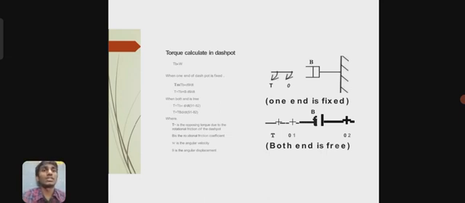When one end of the dashpot is fixed, you get T = Tb = B dθ/dt, and when both ends are free, T = Tb = B d/dt of (θ1 - θ2). Here Tb is the opposing torque due to the rotational friction of the dashpot, B is the rotational friction coefficient, ω is the angular velocity, and θ is the angular displacement.